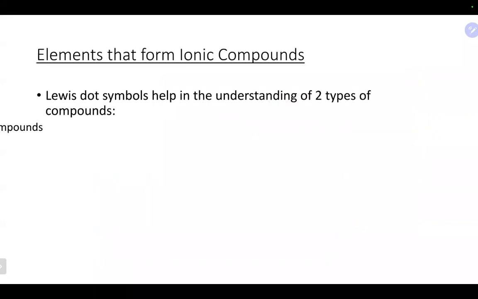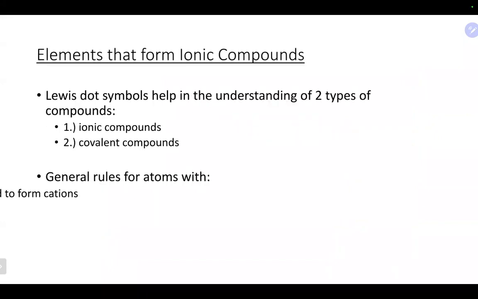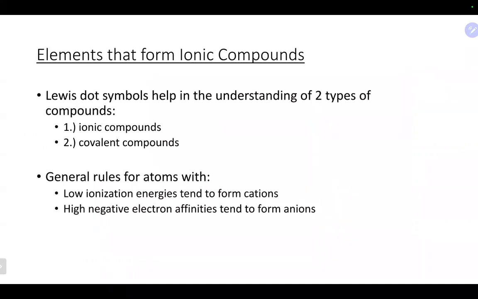So we're going to first talk about ionic bonding and how ionic bonds are formed. These Lewis dot symbols really do help us understand bonding, really both types of bonding. We could use them to describe how an ionic bond is formed. We could also use them to describe how a covalent bond is formed. The general rules are that things with low ionization energy will tend to form cations.